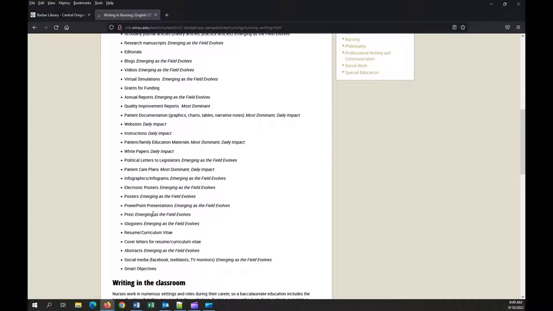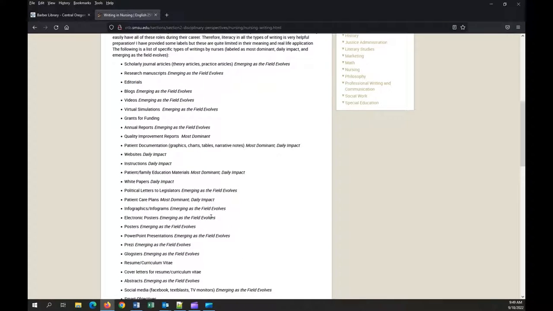What jumps out at me are the things that nurses do daily. I see that patient documentation and patient care plans are listed as the most dominant types of writing, with what the author describes as major daily impact. Since those are important on a day-to-day basis, they will almost certainly be covered in the academic scholarly literature. I can now search on this type of communication specifically and find more common terms and themes that will help me build my search in the library system later.